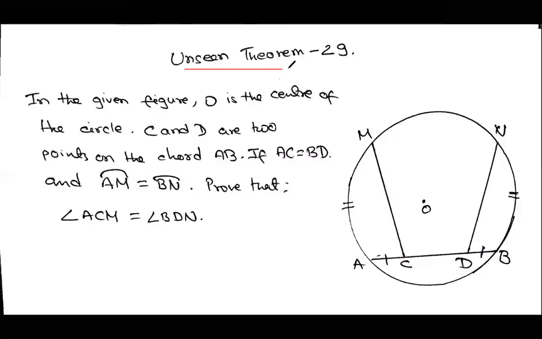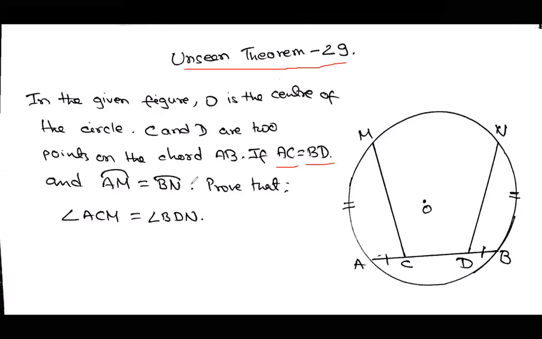Okay, theorem number 29. It is a little bit lengthier but it is a little simpler, if we can understand it properly. In the given figure, O is the center. C and D are any two points on this chord, and AC and BD are equal to each other.